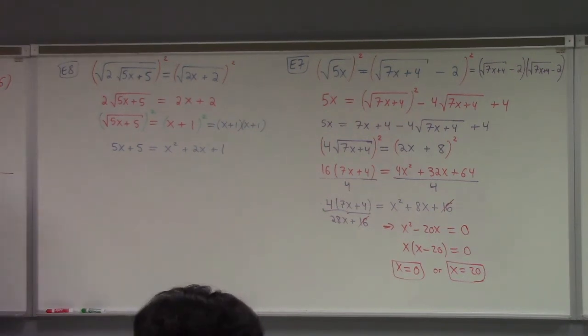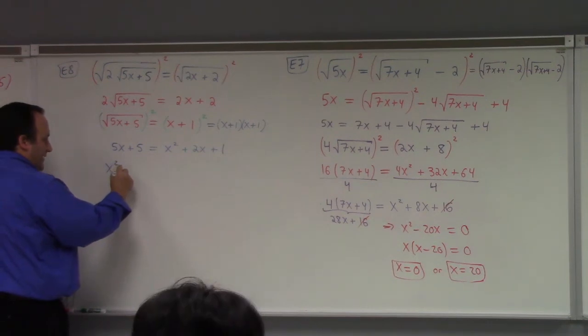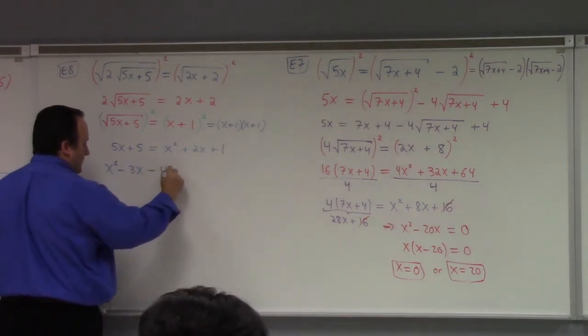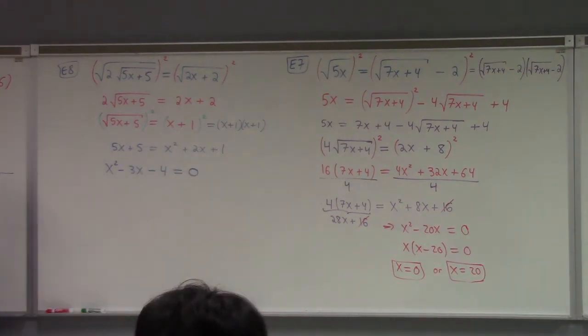Well, look at that. Another quadratic equation. So we've got x squared minus 3x minus 4 equals 0. Put everything to one side. Basically, I subtracted 5x and 5 over to the right-hand side here. Can you guys solve this one?